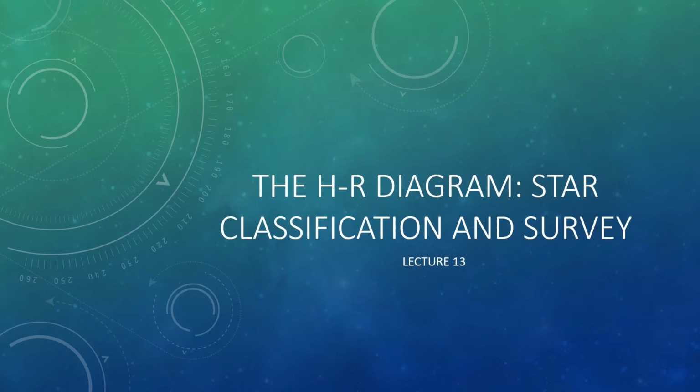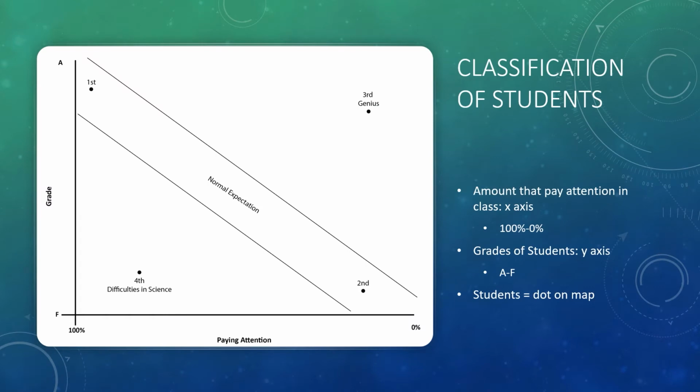Alright guys, today we're learning about the HR diagram, star classification, and survey, which is also known as Lecture 13. We're going to have a lot of diagrams in this lesson, but we're really going to talk about how we classify stars and how the HR diagram helps us. We're going to start by creating a classification of students to help explain the whole idea of the HR diagram.